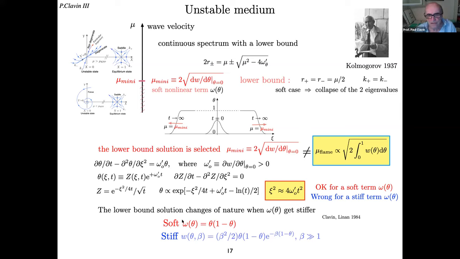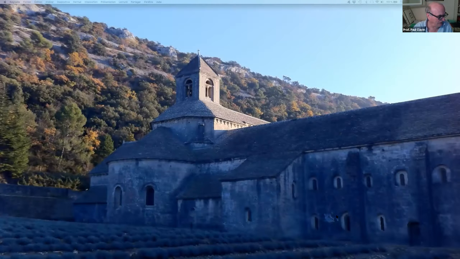So there is a transition in the minimum here, which we have found with my good friend Amable Linan. We have found the transition between these two kinds of problems, and when the nonlinear term becomes too hard, like in combustion, it is a Zeldovich solution.